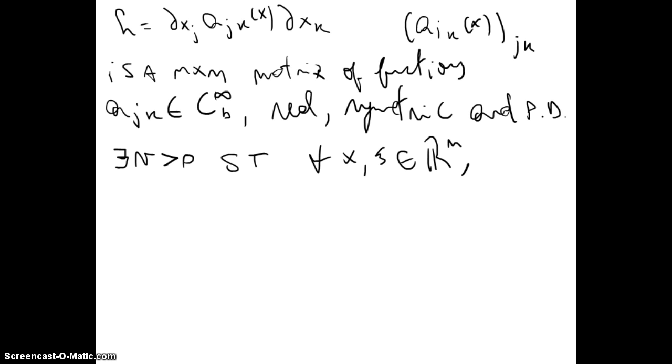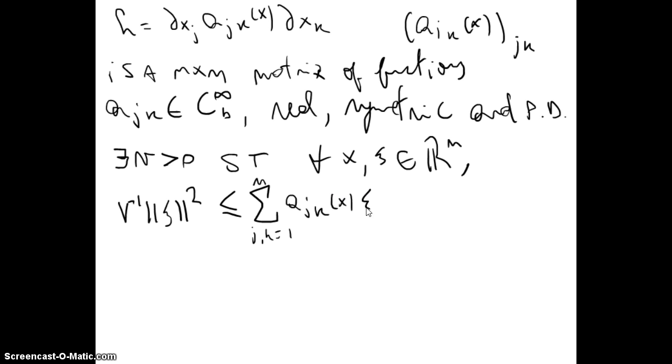b to the minus 1 norm of xi squared is less than or equal to the sum over j,k of ajk(x) xi j xi k, which is less than or equal to b norm of xi squared. Okay, so elliptic.